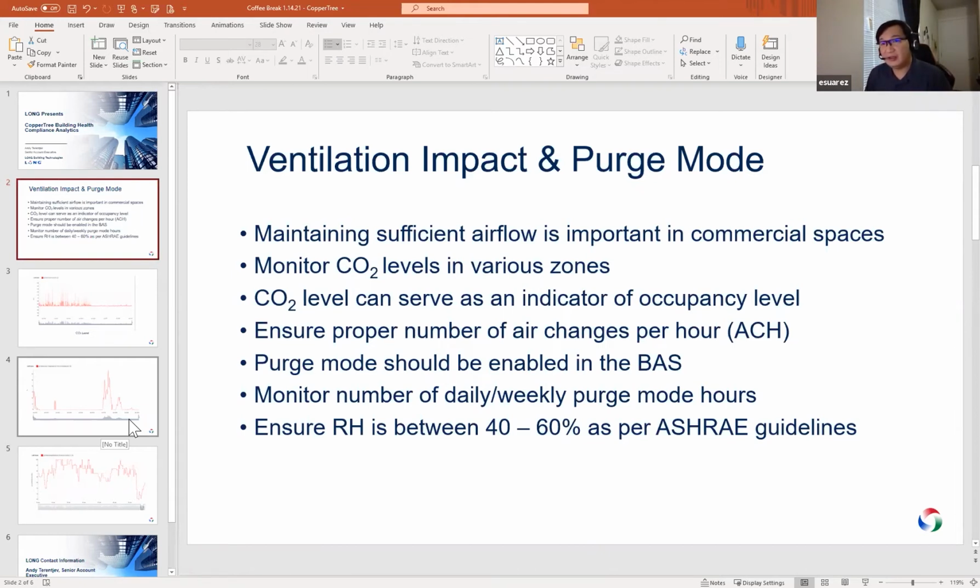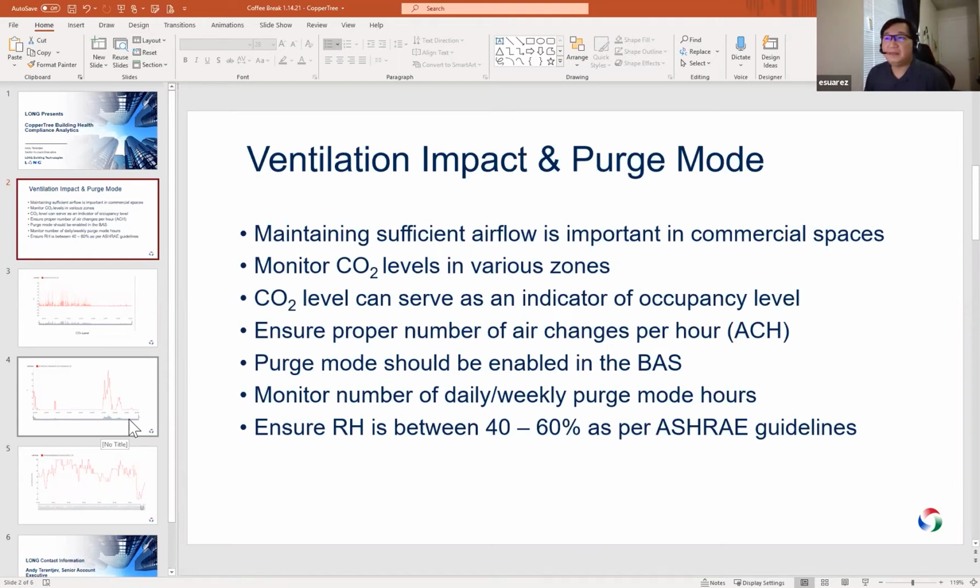ASHRAE has set guidelines for this, in fact. Now, it does vary from building to building, types of building. It also varies, for instance, even for healthcare. The number of air changes per hour is different in an ICU as opposed to, say, a patient room. Typically for schools like K-12 or universities, the recommended is about 6 air changes per hour.